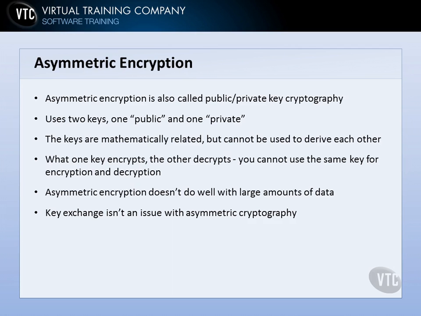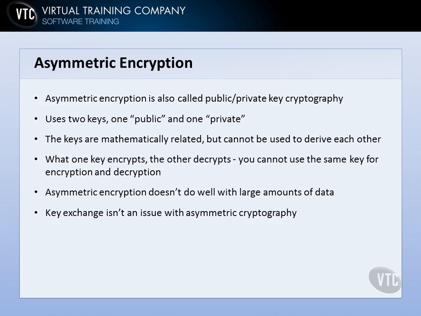Now let's talk about asymmetric encryption. Even though it's asymmetric, that doesn't mean it's the opposite. It means that while symmetric uses one key, asymmetric uses two. So it's not symmetrical. They're not the same key. Asymmetric encryption is also sometimes called public or private key cryptography, so you'll hear that reference to it.